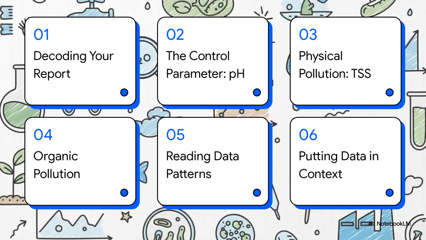Okay, so here's our game plan. We'll start with the absolute basics of just decoding the report. Then we're going to tackle 4 key parameters: pH, TSS, and, you knew it was coming, that often confused duo, BOD and COD. And finally, we'll get to the really powerful stuff: how to spot patterns and put your data into context so you can turn those numbers into something you can actually use.